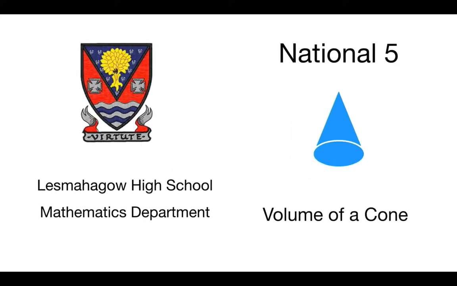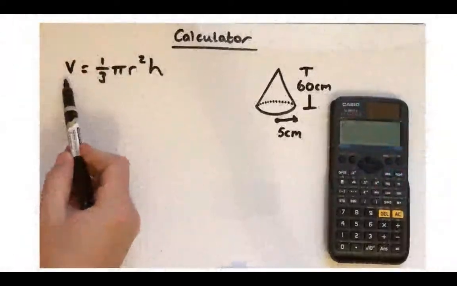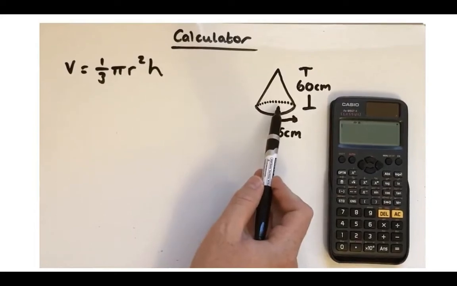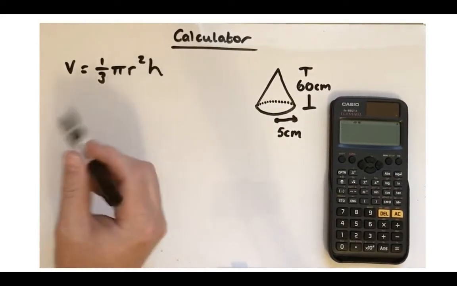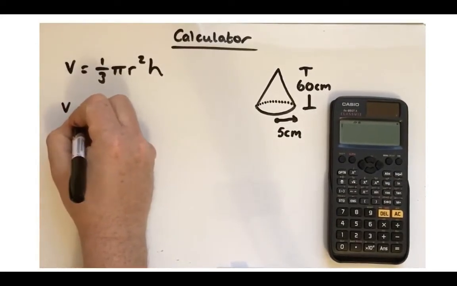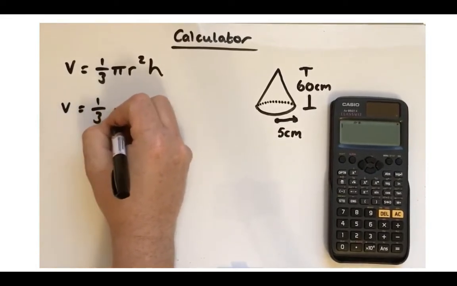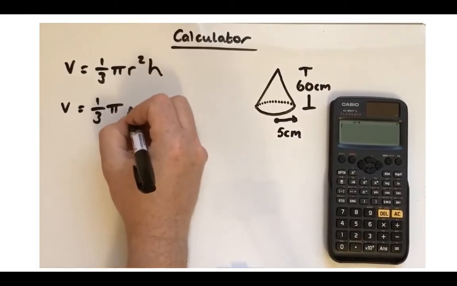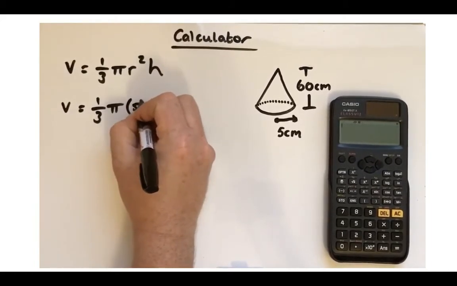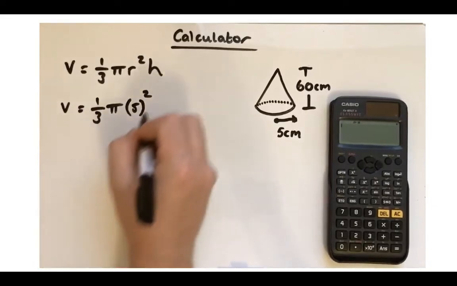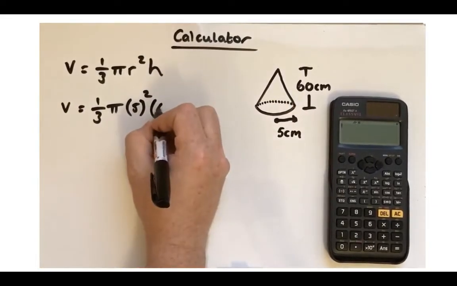We are going to be working with the volume of a cone formula, which is a third pi r squared h, and we're going to be using the calculator. Okay, so we've got a cone here with radius of 5 centimeters. We're going to substitute that in using our brackets and substituting in the value of the height of our cone, which is 60.